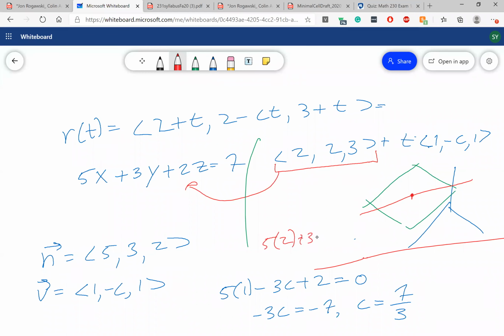plus 3 times 2 plus, again, 3 times 2 is equal to 7. That's the question. And the answer is no, it's not. So this point is not in the plane. So it's probably here, wherever. And then our vector v is orthogonal to the normal vector. So our plane and our line are parallel. Any questions about this?